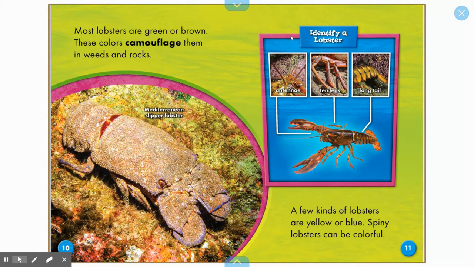Then here's a chart. And in this chart, it's titled Identify a Lobster. So it has all different labels to show us that this is the antenna of the lobster. These are the legs, and there's 10 of them. And this is the long tail. So within this photograph, there are different labels to tell us all about the parts of a lobster.